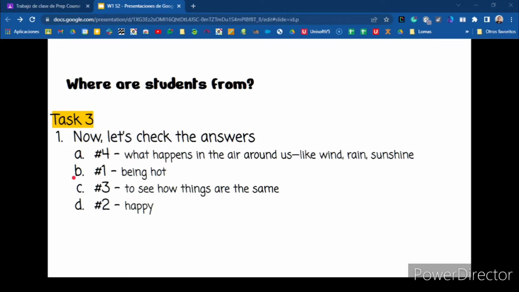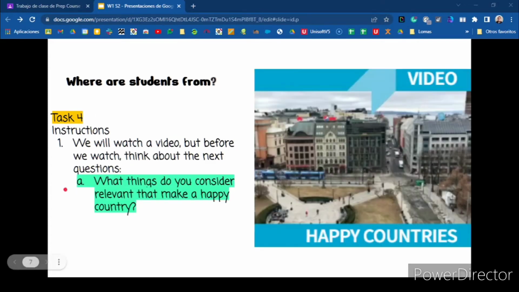Make sure everything is going well, everything is in order, and that's what we need. Then let's move on to the next part. Let's jump into the next section. Have a look at the picture, check the picture, and then check the title, Happy Countries.